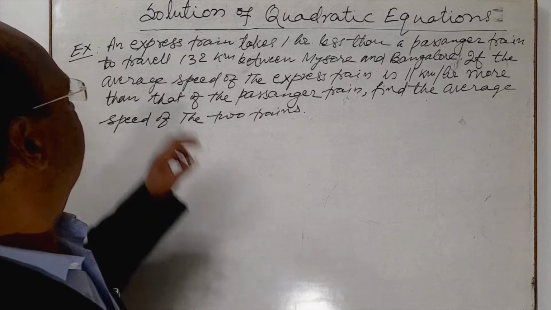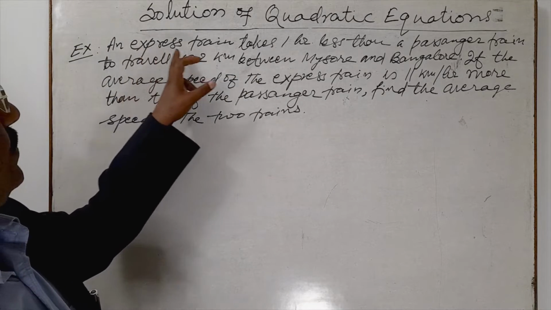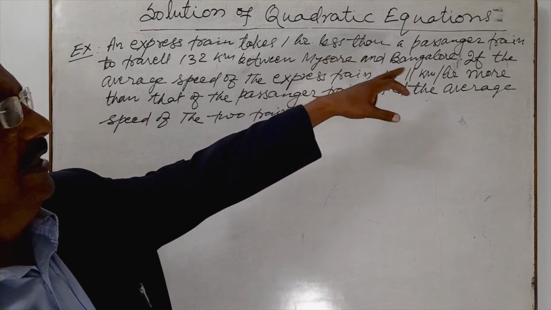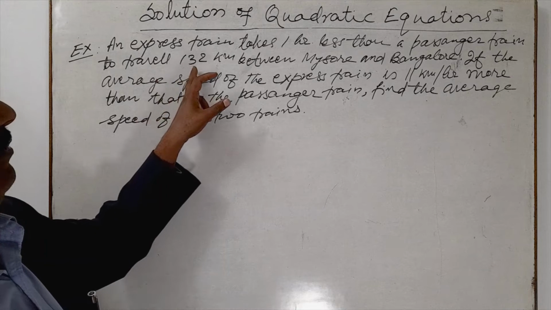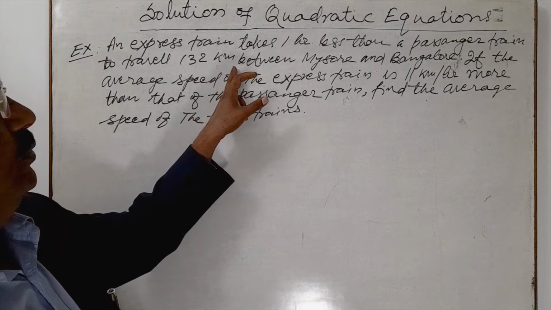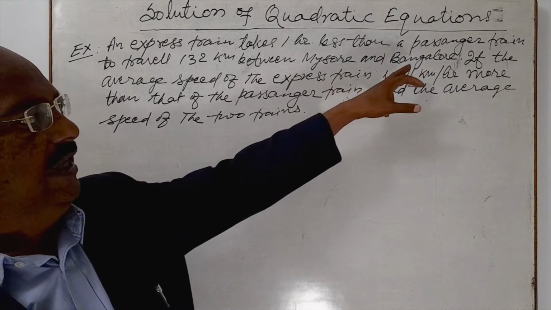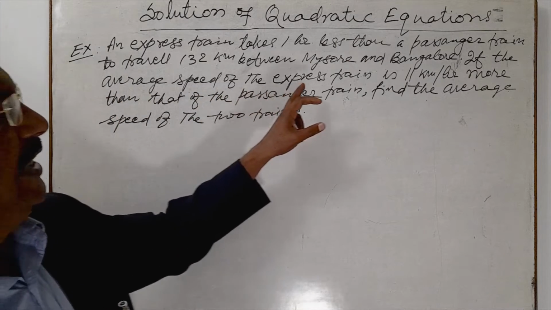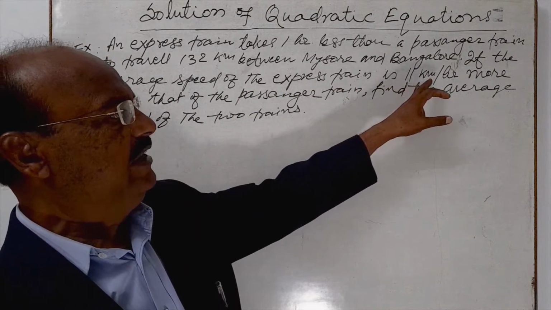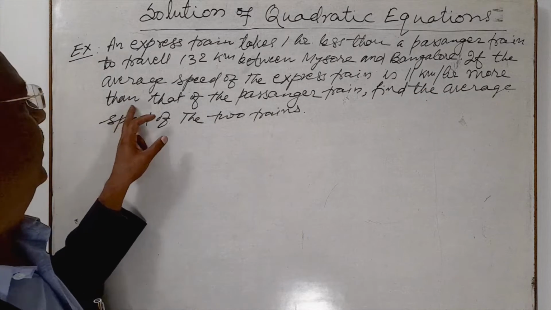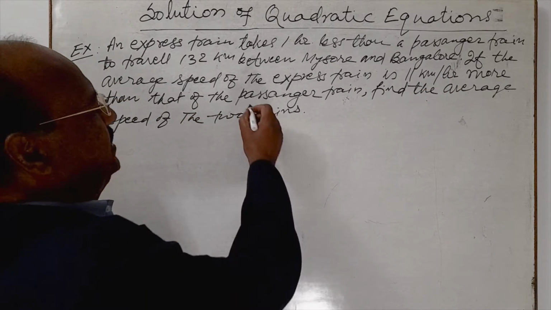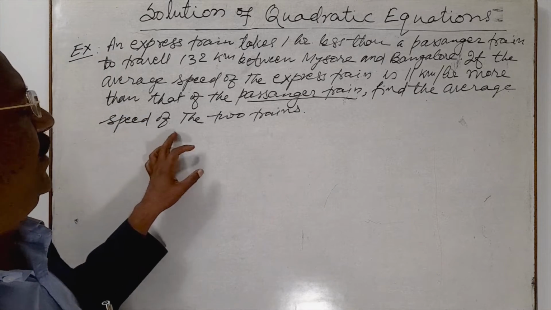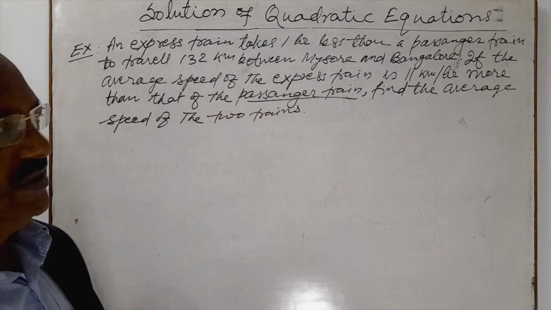The question is, an express train takes 1 hour less than a passenger train to travel 132 km between Mysore and Bangalore. If the average speed of the express train is 11 km per hour more than that of the passenger train, correct? Find the average speed of the two trains.